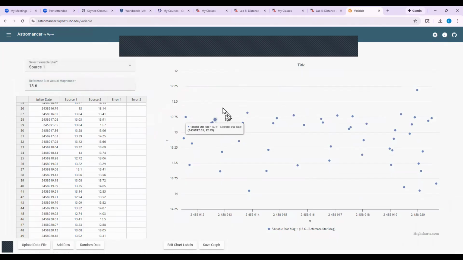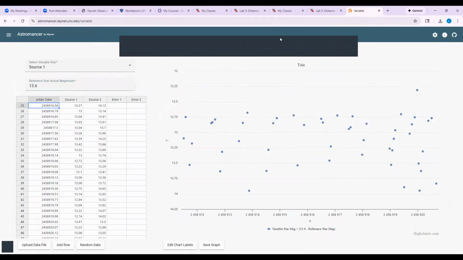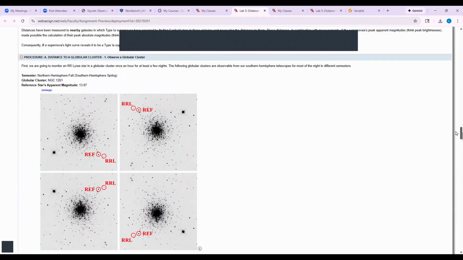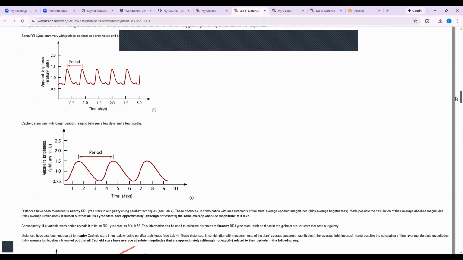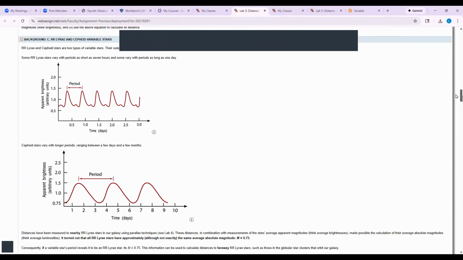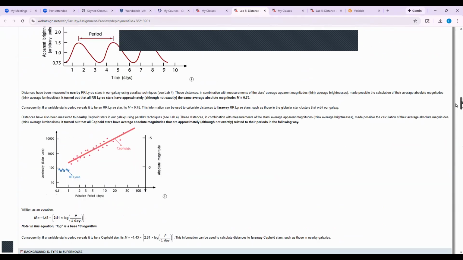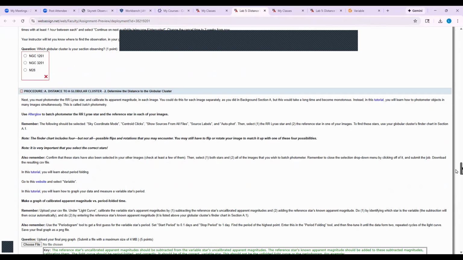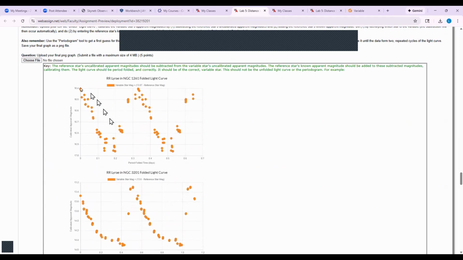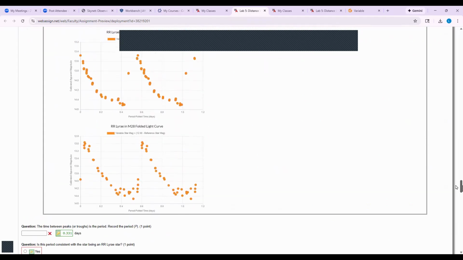Out of curiosity, once this is completed, what sort of curve should we be seeing? We're going to see a curve like this. Do you see my screen on the afterglow on the web assign? Yes. Here we're going to see this kind of curve, like the one you see here. This is for NGC 1261, and here same thing.